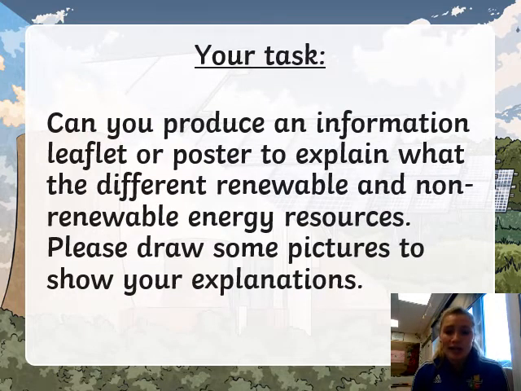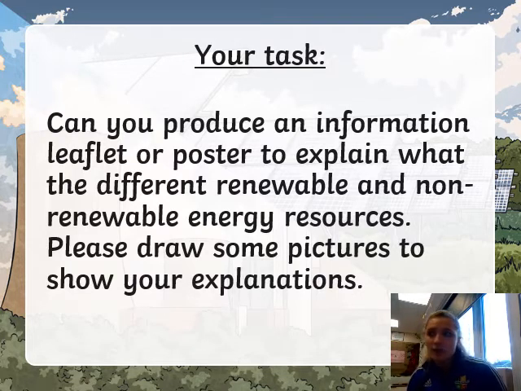So, what I'd like you to do now is produce, and you can make this however you would like, a leaflet, a poster, an information document, or a piece of writing. It is completely up to you. But I would like you to tell me the difference between renewable and non-renewable energy resources. And I want you to draw some pictures.